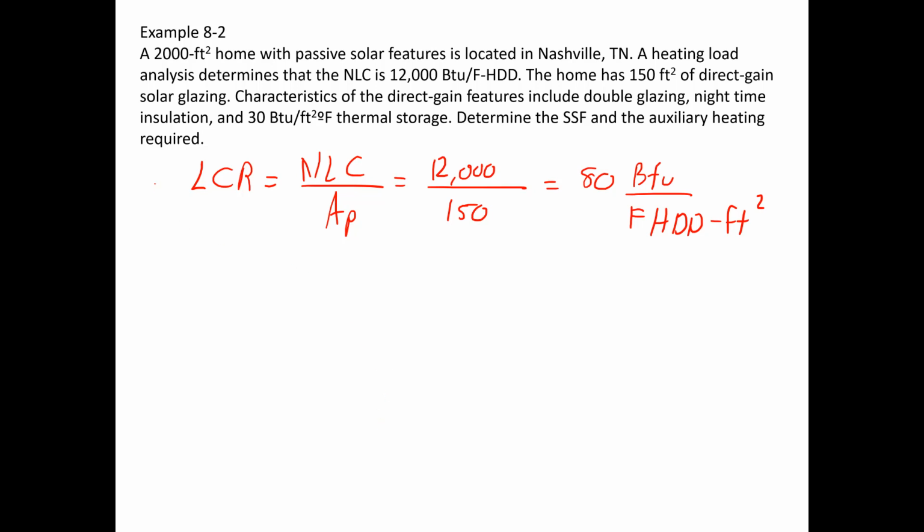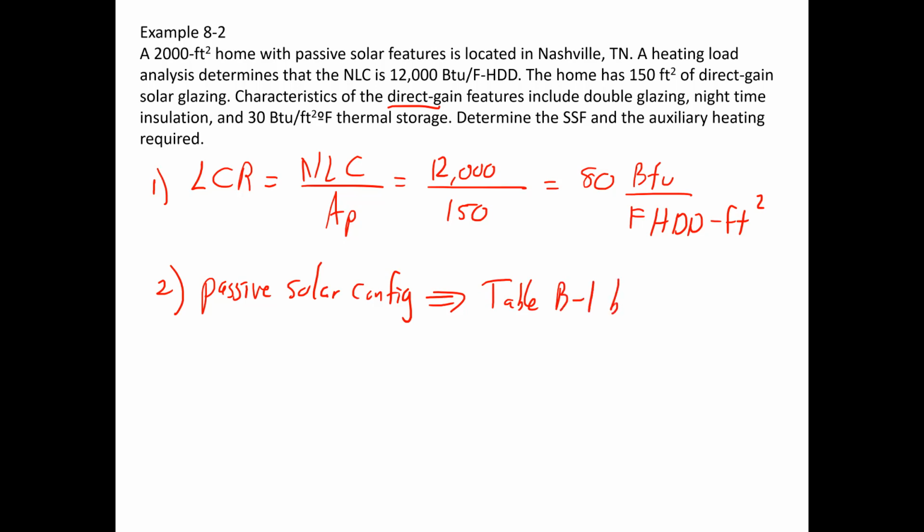The second step is to get our passive solar configuration. It's already telling us that this particular system is a direct gain system. So the direct gain system starts on Appendix page 416; if you go down to the middle of the page, it says table B1B. You should see that it is a direct gain system. It's telling us that it includes double glazing, nighttime insulation, and 30 BTU per square foot Fahrenheit. If you compare those, you'll see that this is designation A3. This is DGA3.